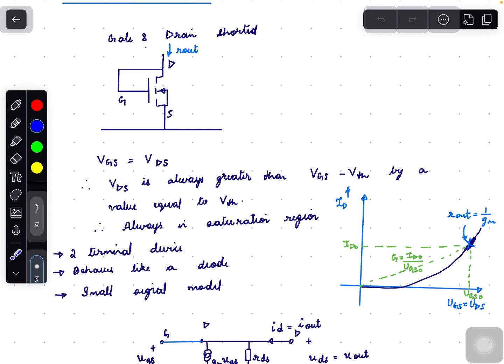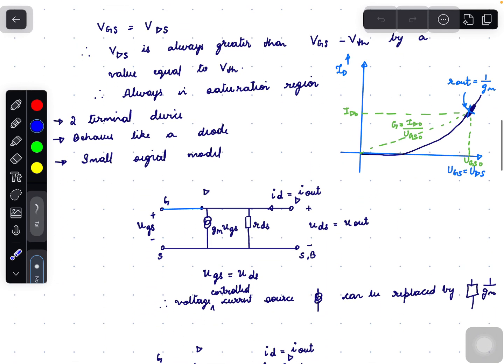So VDS is always greater than VGS minus VTH, which is the minimum voltage required to be in saturation, by a value equal to VTH. So the NMOS diode is always in saturation.